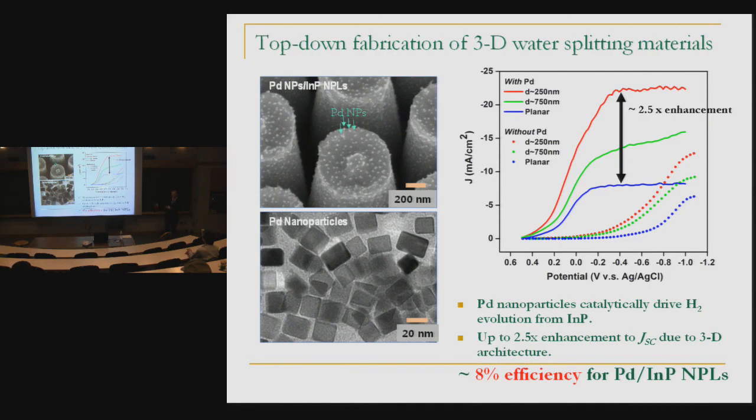Now, ideally, what we'd want to do from this is to coat indium phosphide using something like metal organic CVD processes onto the texturized carbon nanofiber arrays. And that's ultimately a little bit more scalable and of course, cheaper.